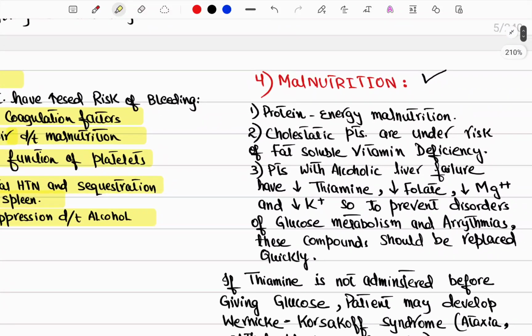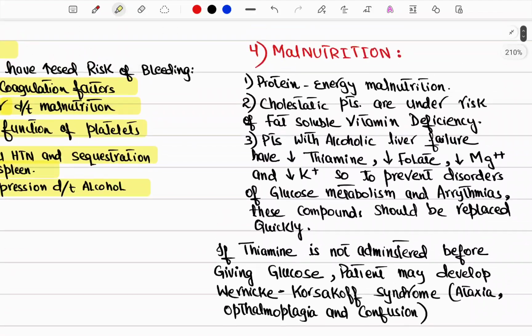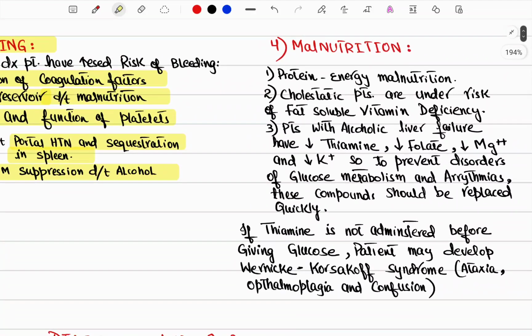Malnutrition. Also there is another problem in liver disease patients: protein energy malnutrition. Cholestatic patients are at risk of fat soluble vitamin deficiency. If there is cholestasis in liver disease patients, their fat soluble vitamins are not going to be absorbed, hence the deficiency.